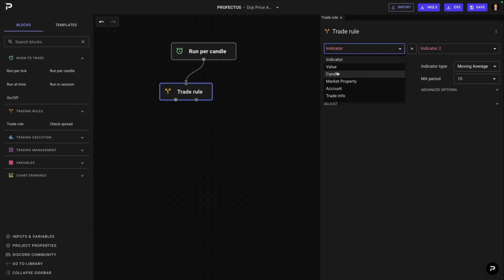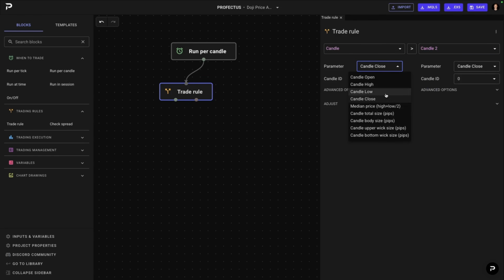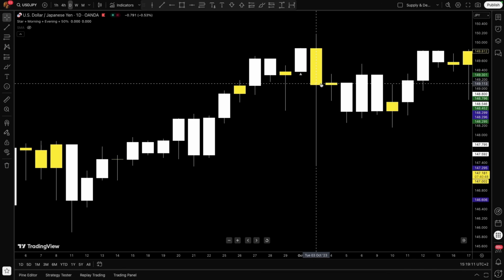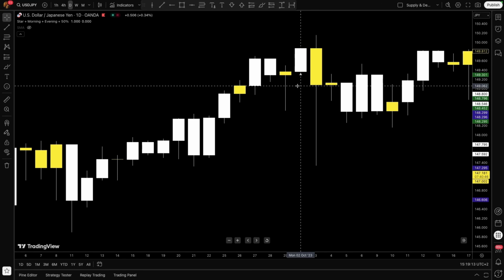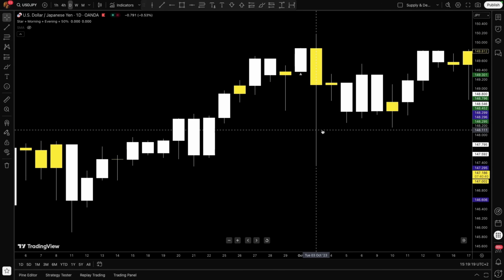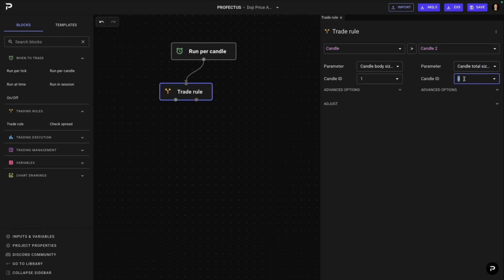We changed these fields to candle, also this one to candle, and here to candle body size based on pin, and here the candle total size. What do we mean with the body size? Let's look at this beautiful yellow candle. The yellow part is the body and the white part is the wick. Together the wick and the body is the total size of a candle. Let's simply change the candle ID here to 1 and 1 as well, because it is important that we are looking at a candle that is already fully developed.